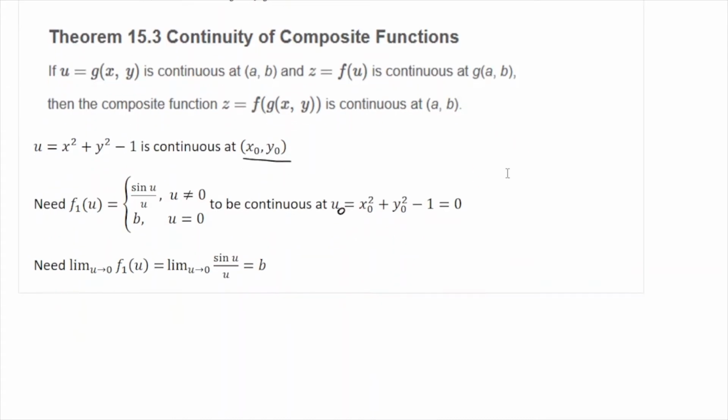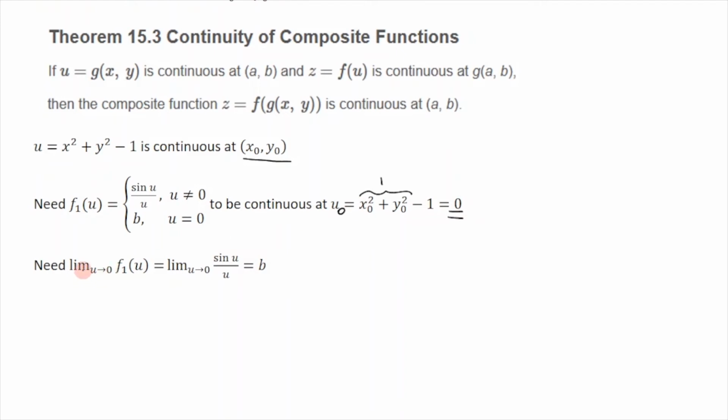What we want is that the value of this function equals the limit of this function as u approaches this value 0. Oh, I haven't explained how I got the 0. Well, you could say from here, or you could say x naught squared plus y naught squared, we selected it in such a way that this guy is equal to 1, so this guy is 0.